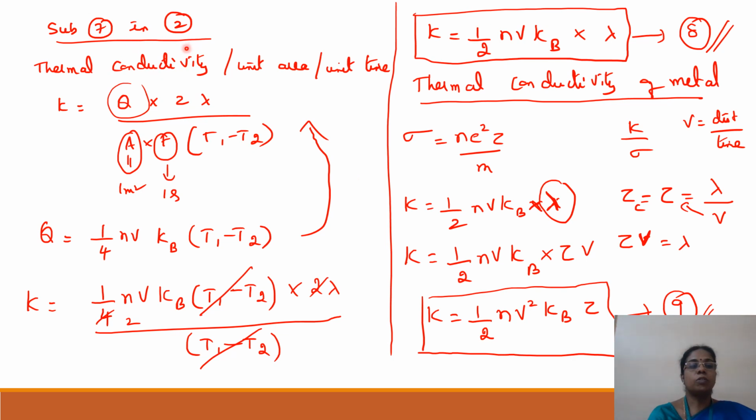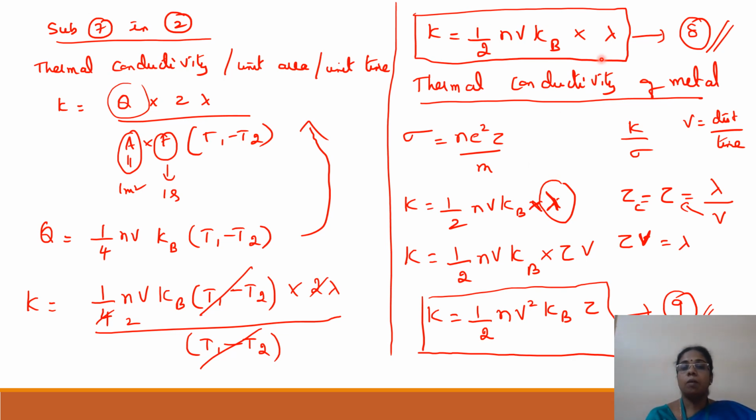Now substituting 7, we get the thermal conductivity per unit area per unit time to be K = Q × 2λ / (A × t × (T1 − T2)), where A is 1 meter squared and t is 1 second. Then, rearranging the terms, we get Q = 1/4 n v kB (T1 − T2). When you substitute back into the formula, we end up with K = 1/2 n v kB λ. Now we are going to make a substitution to find the Wiedemann-Franz law.